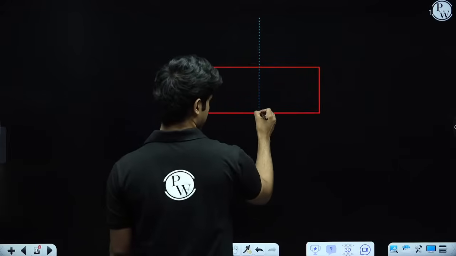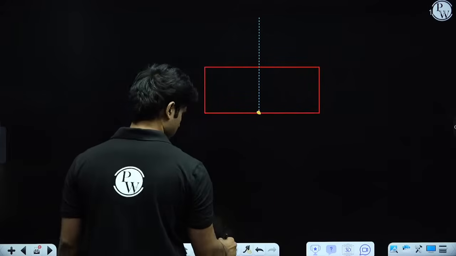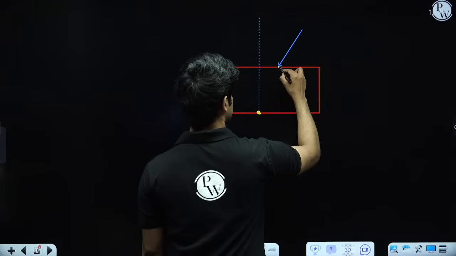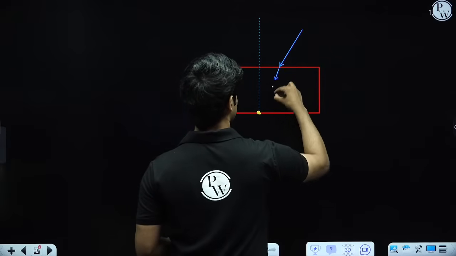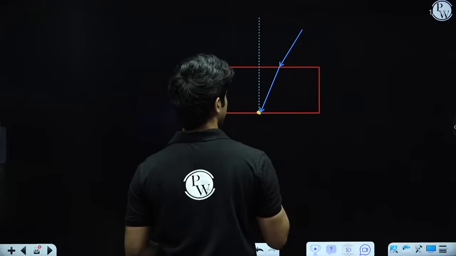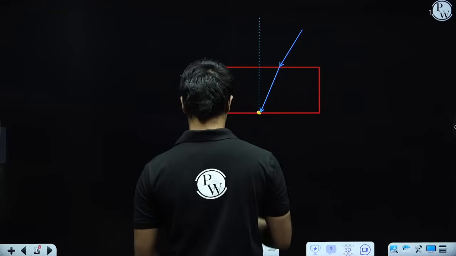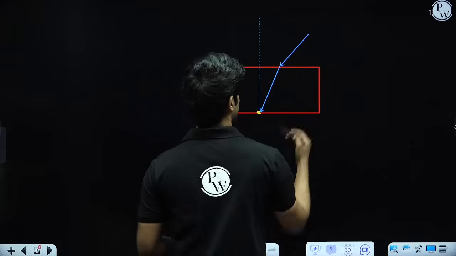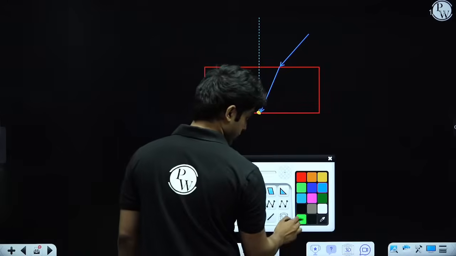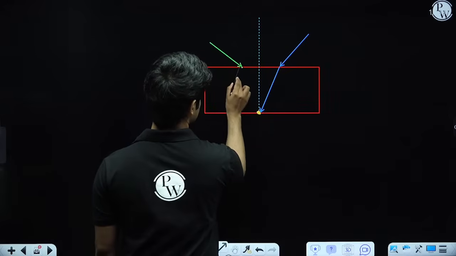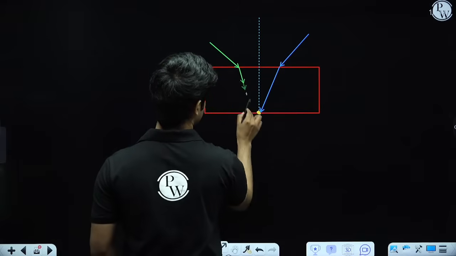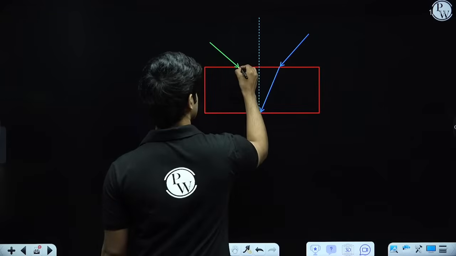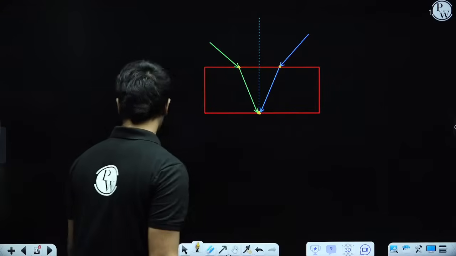So there is this point. We have one light ray coming like this, and then after refraction, it goes and hits this point. And then the second light ray approaches like this, and after refraction hits the same point. Light ray 1, light ray 2.